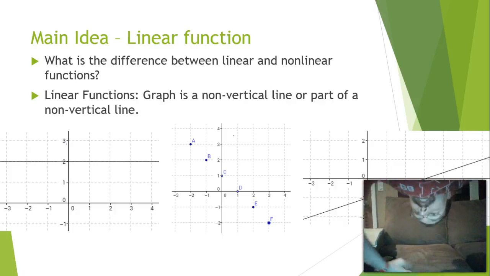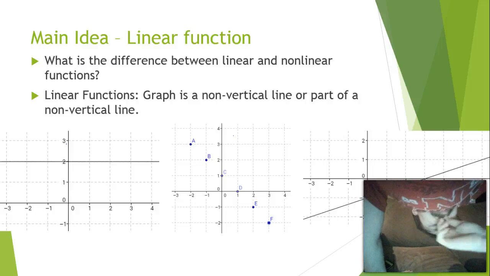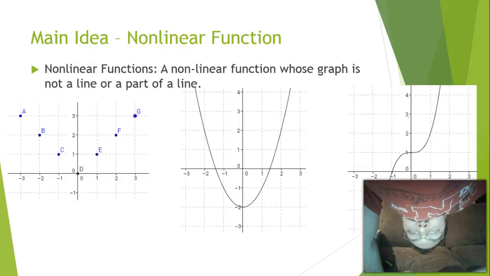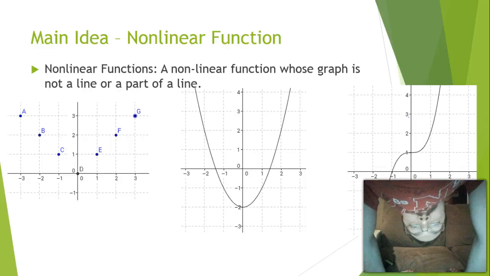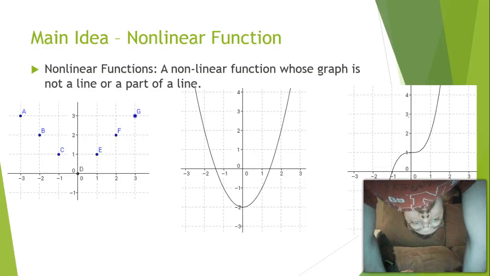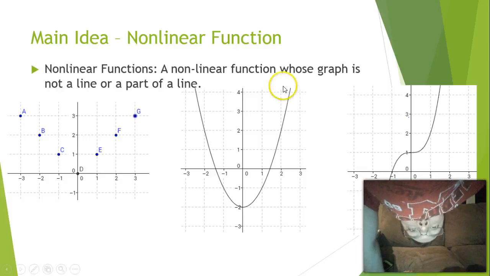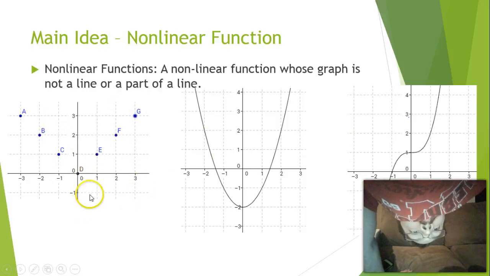All right. I think you've had enough with this slide, so we're going to go ahead and move on to the next one. Next, we have nonlinear functions. A nonlinear function is one whose graph is not a line or part of a line. Looking at our three examples, this example over here, my first example, is actually called an absolute value graph. It's just missing the connection between those points.